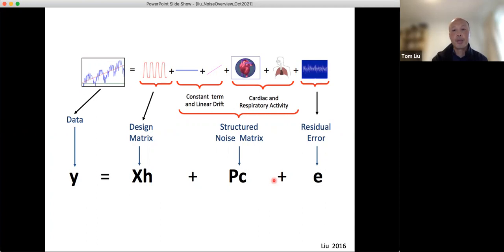general linear model. And so one of the points I want to make is that by writing the model this way, we've assumed a very hard division between what we care about, which is the signal of interest, and the noise.